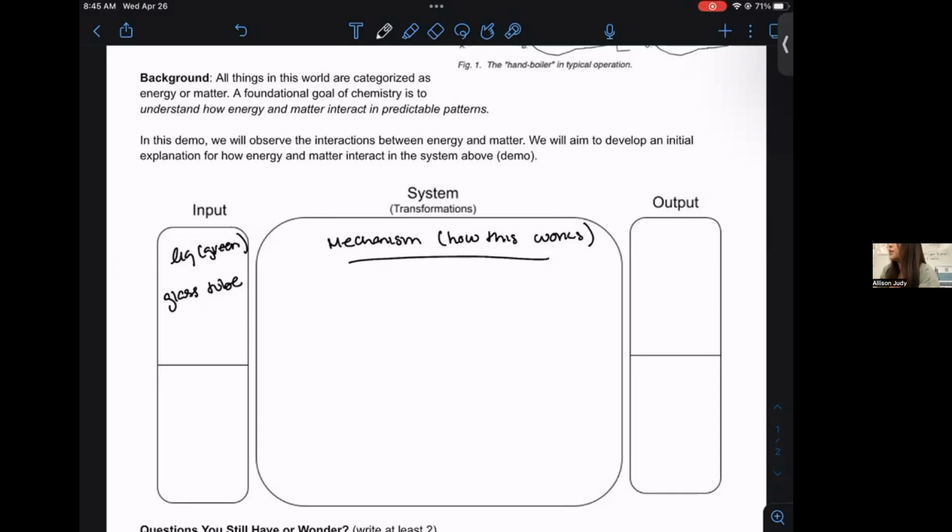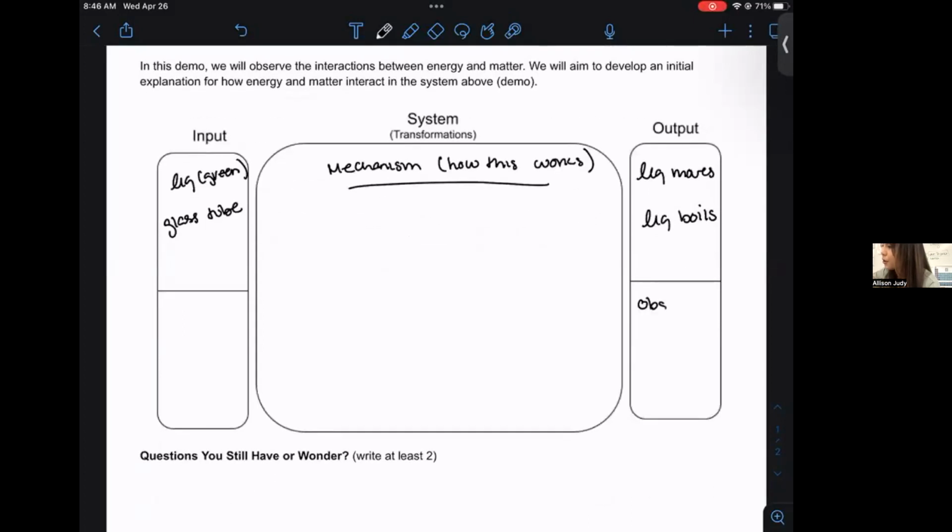Or you saw bubbles at least. So liquid moves. You could put in opposite direction of hand placement. And then liquid boils. That's your output. That is your observable result. An output is the observable result. Your input is the components involved.